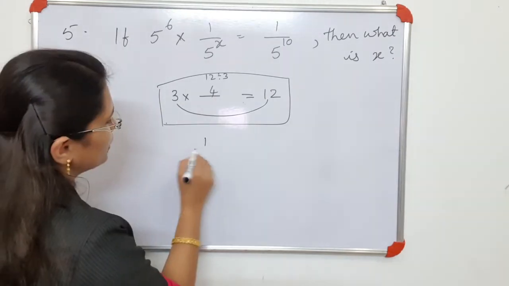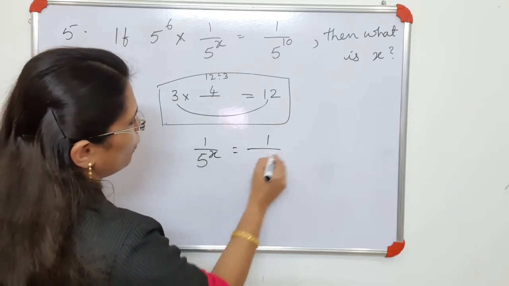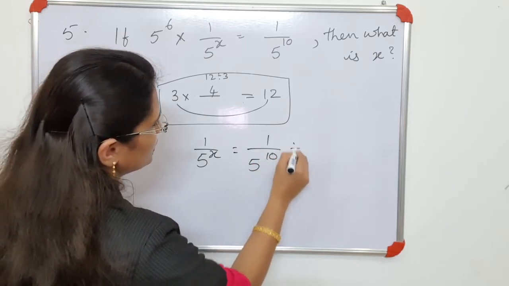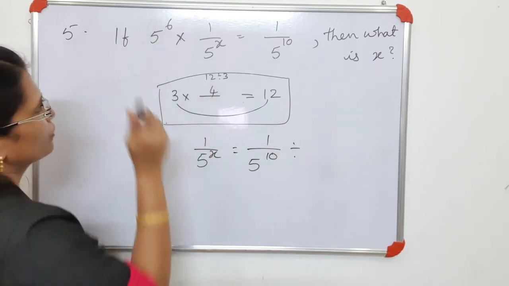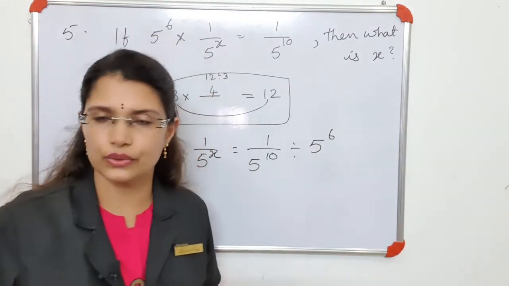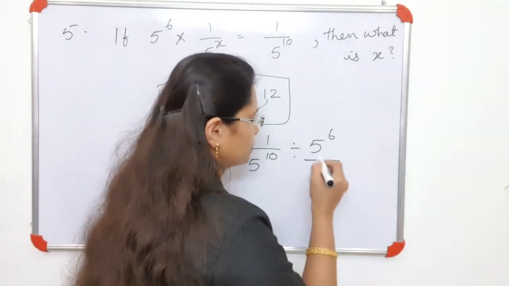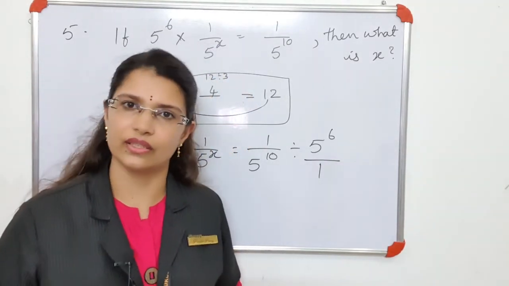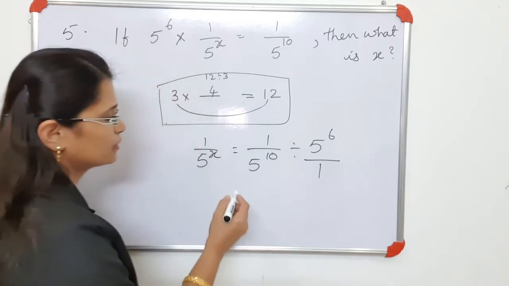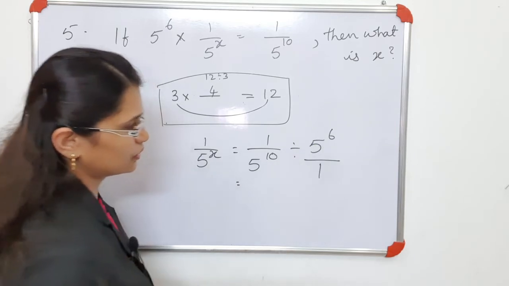So 1 by 5 raised to x, this term is equal to 1 by 5 raised to 10 divided by 5 raised to 6. What is 5 raised to 6? How can you write this as a fraction? 5 raised to 6 by 1. Any number divided by 1 is equal to that number itself, right? So like that, 1 by 5 raised to 10 divided by 5 raised to 6 by 1.